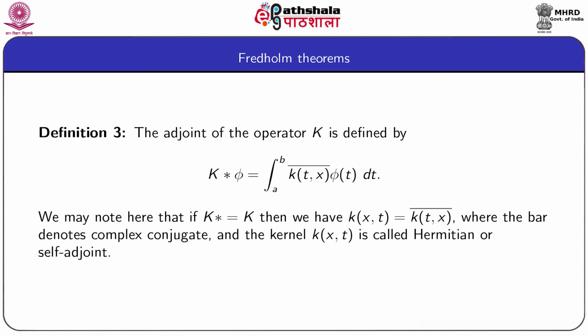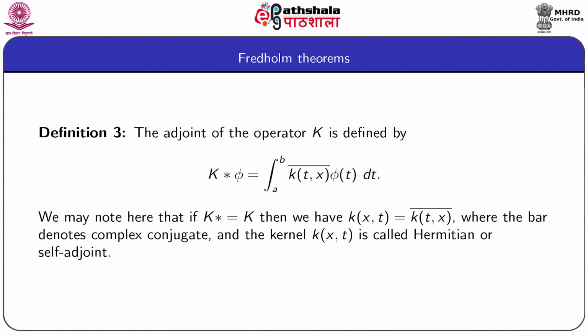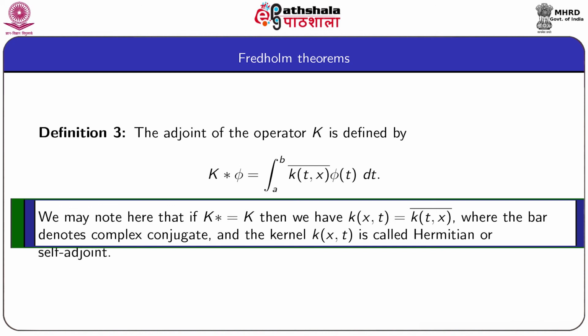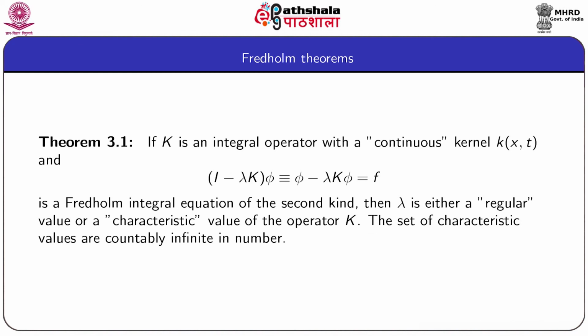The adjoint operator of capital K is defined by K star phi, that is equal to integral a to b k(t,x) bar phi(t) dt. We may note here that K star equal to K implies k(x,t) equal to k(t,x) bar, where bar is the complex conjugate, and if this happens, then the kernel k(x,t) is called Hermitian or self-adjoint. Now we come to three very important theorems known as Fredholm theorems.